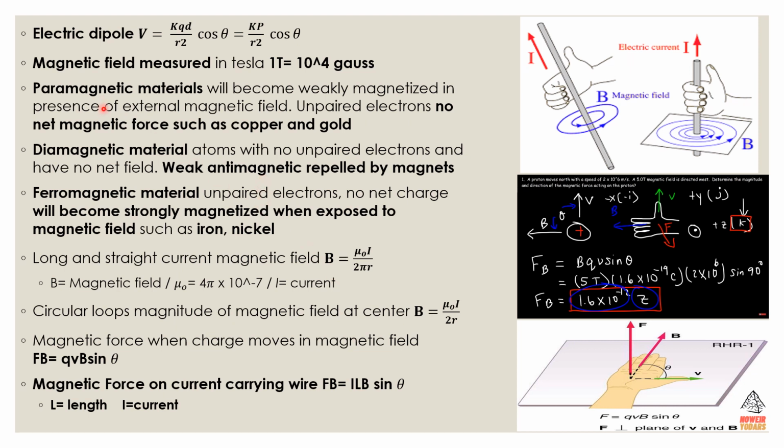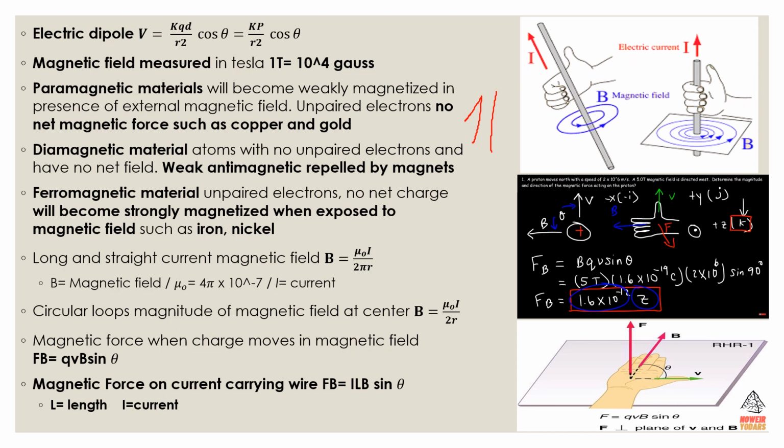The magnetic field is measured in Tesla, where 1 T is equal to 10 to the power of 4 Gauss. Paramagnetic materials become weakly magnetized in the presence of an external magnetic field. They have unpaired electrons in the subshell, with no net magnetic force, such as copper and gold. Then you've got diamagnetic materials, atoms with no unpaired electrons and no net field. They are weakly antimagnetic and repelled by magnets.